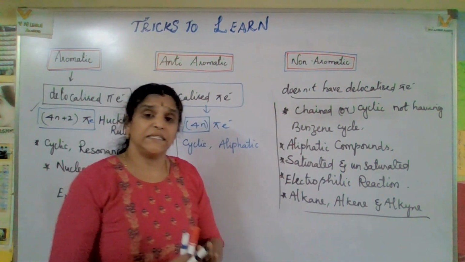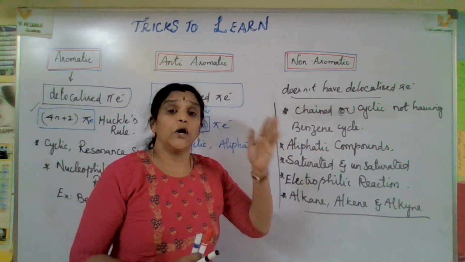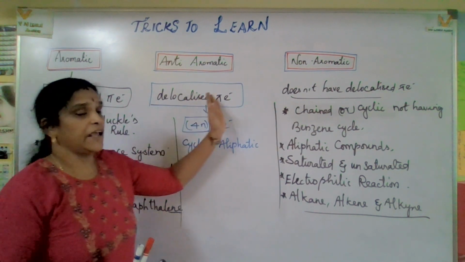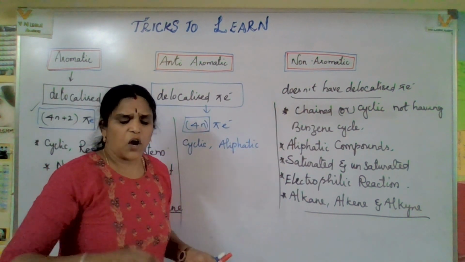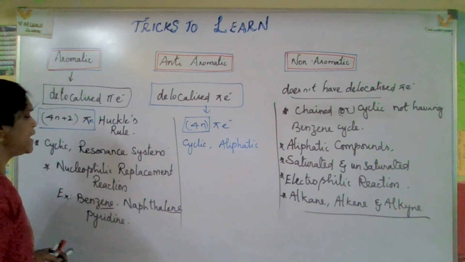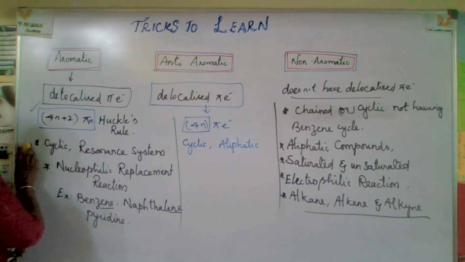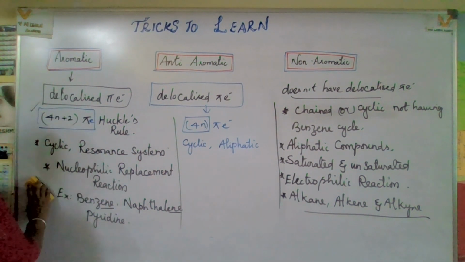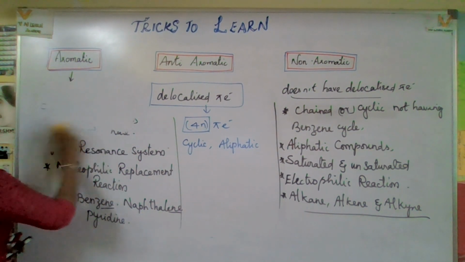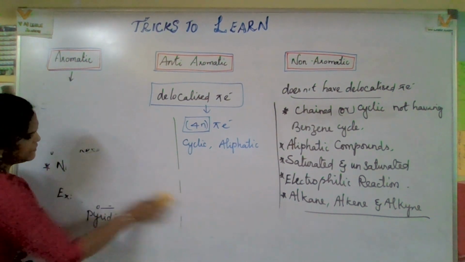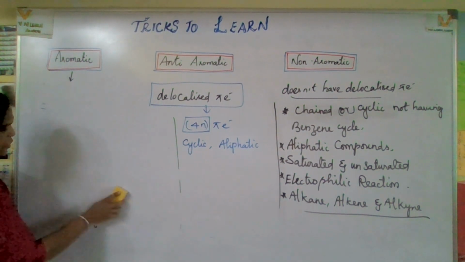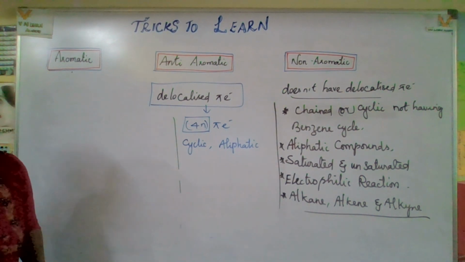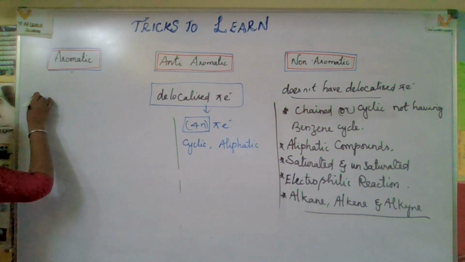Now let us go and analyze the rules to identify aromatic, anti-aromatic, and non-aromatic. For aromatic, the main point is that it has to be conjugated. Let us identify what we mean by conjugation. I'll give only the tips; I'm not taking the full topic. Just note down all these points.